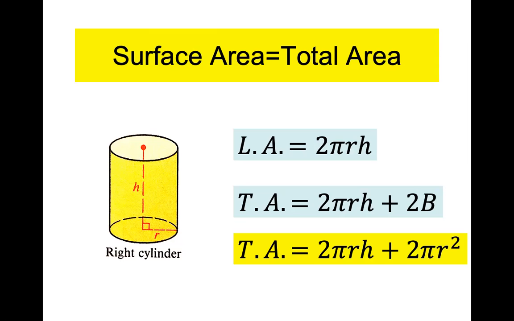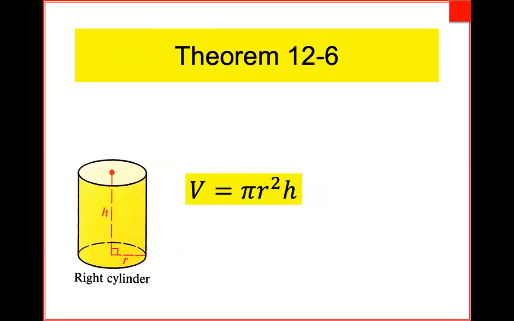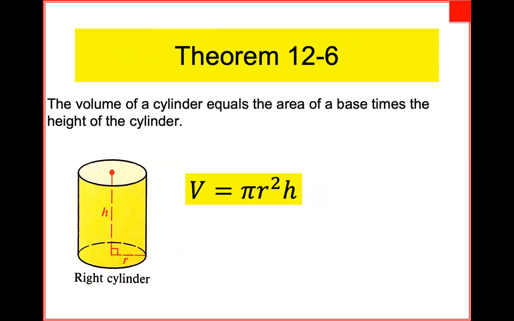Once again, stop me if I'm going too quickly, but check it out. It's just a formula with an r and an h. Those are the only variables. So we need a radius and we need a height to do this calculation. So theorem 12.6 deals with the volume.